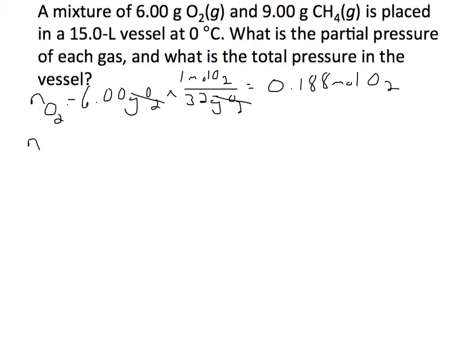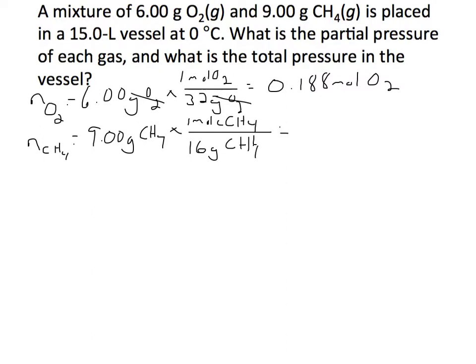We also are starting with our moles of CH4, so we have 9.00 grams of CH4 times, in 1 mole of CH4, we have a total of 16 grams of CH4, methane. Grams cancel, and so what we're left with is 0.563 moles of CH4. So now we want to know the partial pressure.